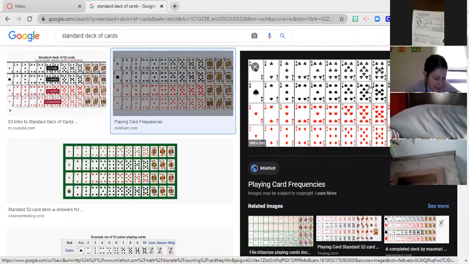And then it says a red face card. A face card is like king, queen, and jack. So how many red face cards do you have?